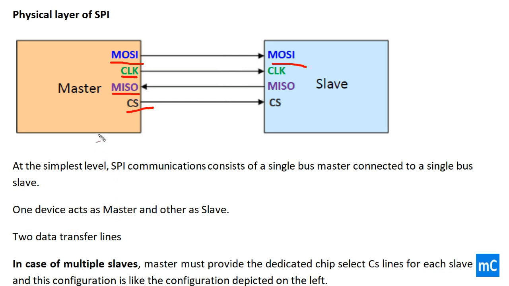One device acts as a master and the other device acts as a slave. Here, two data transfer lines are there, that is MOSI and then MISO. These two lines are only used to transfer the data.